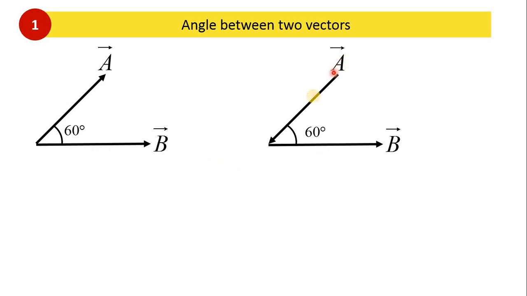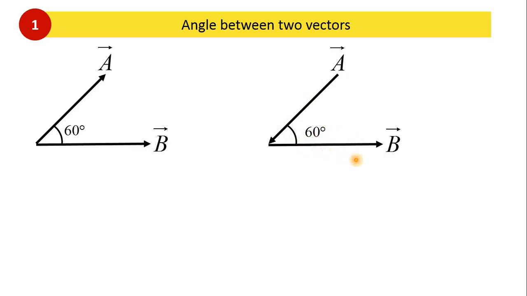Look at the next figure. This looks very similar to the previous figure, but there is a small change here. Look at the tip of the arrow. Compare here. The tip of vector A is now sitting on the tail of vector B, and the angle between these two lines is 60 degrees.